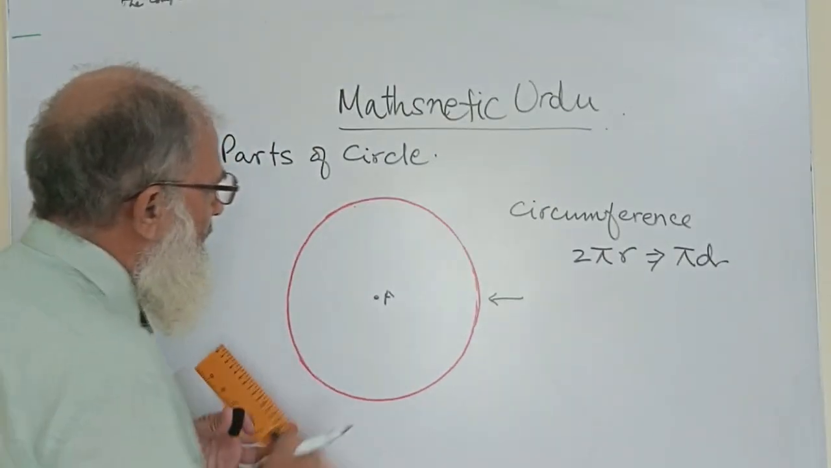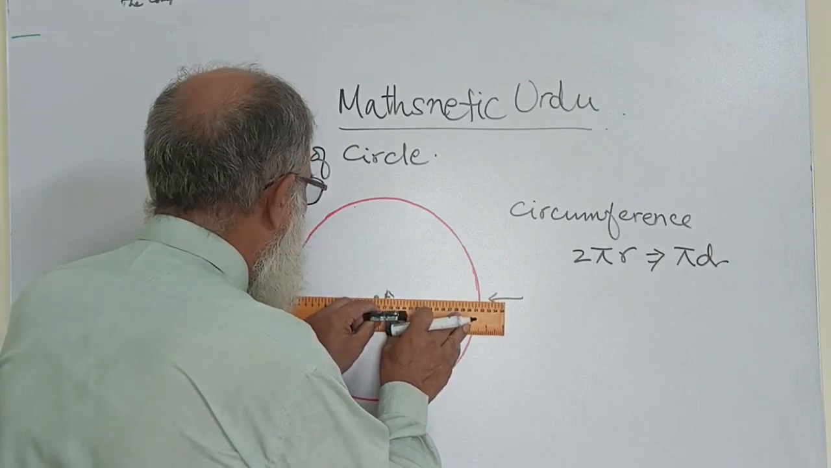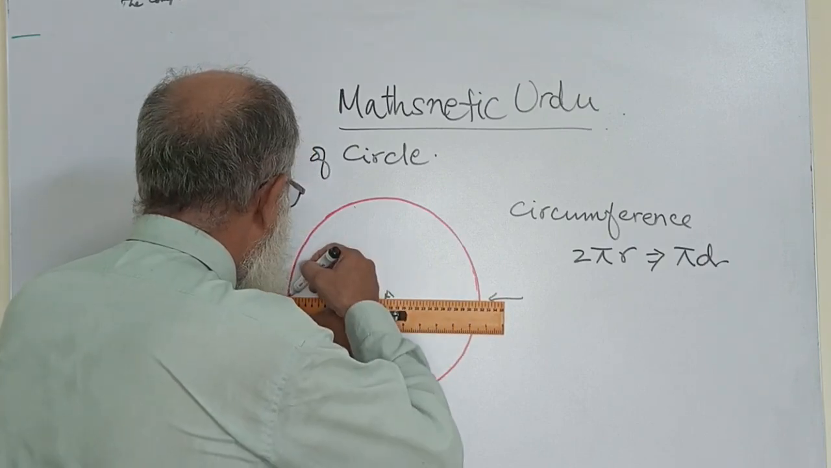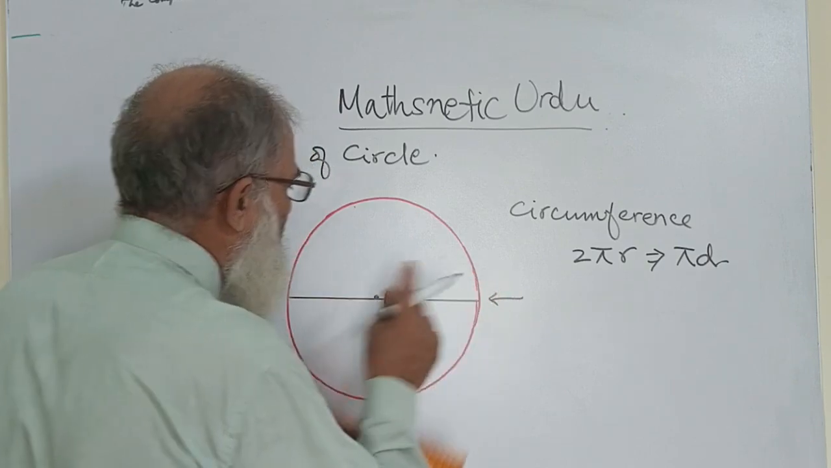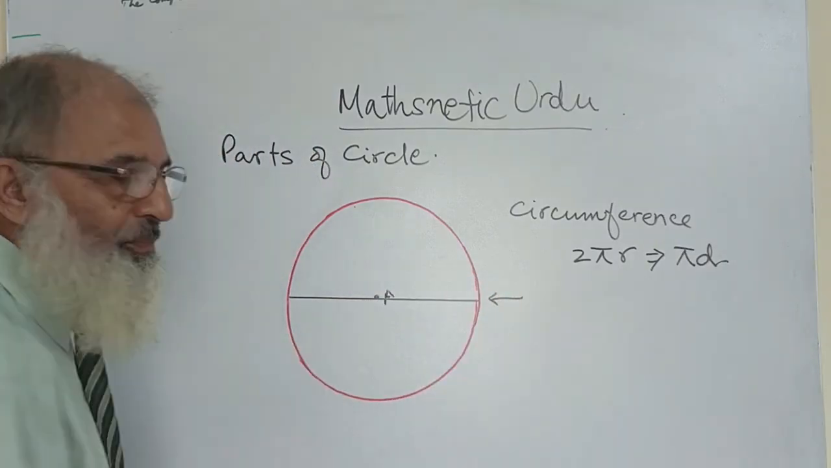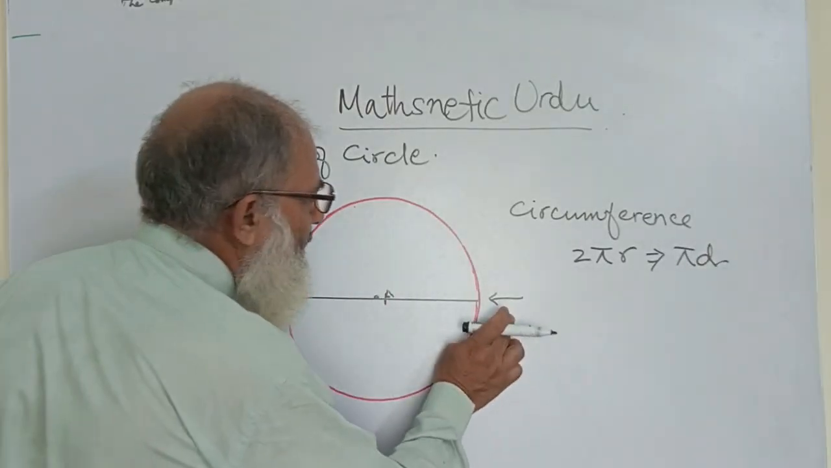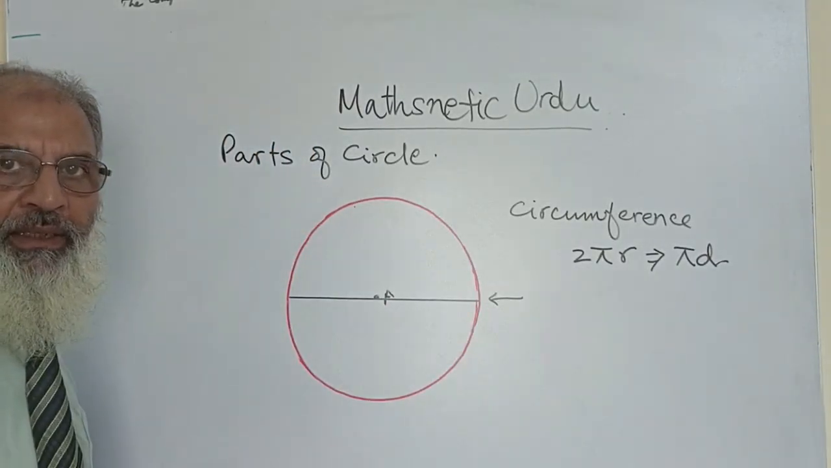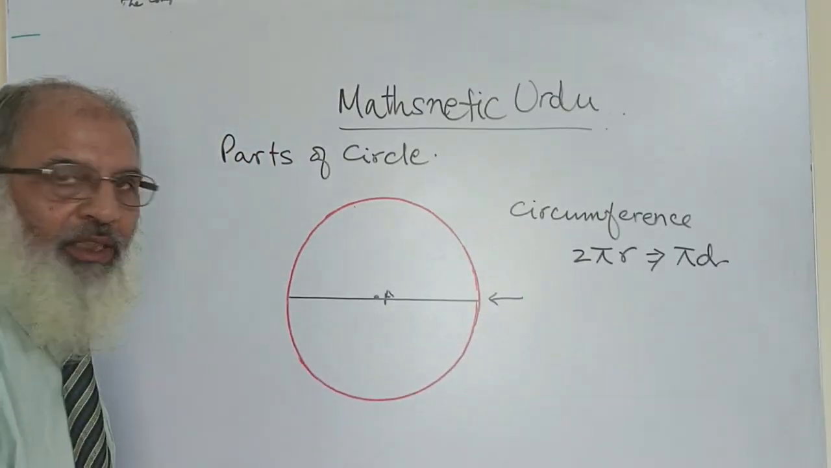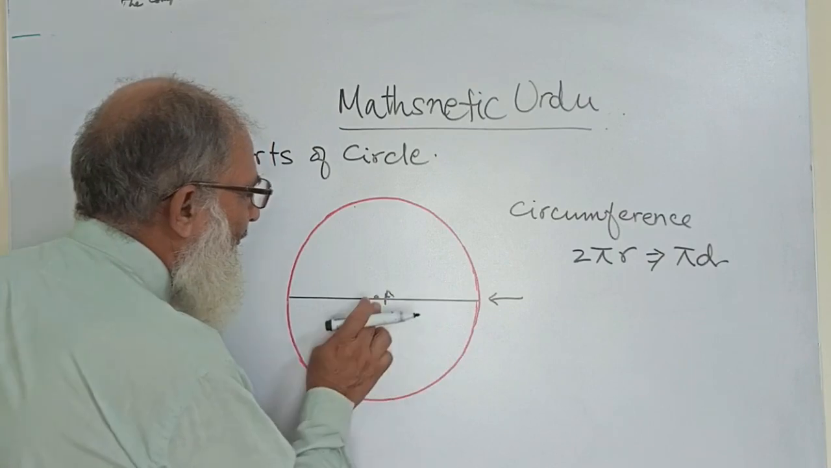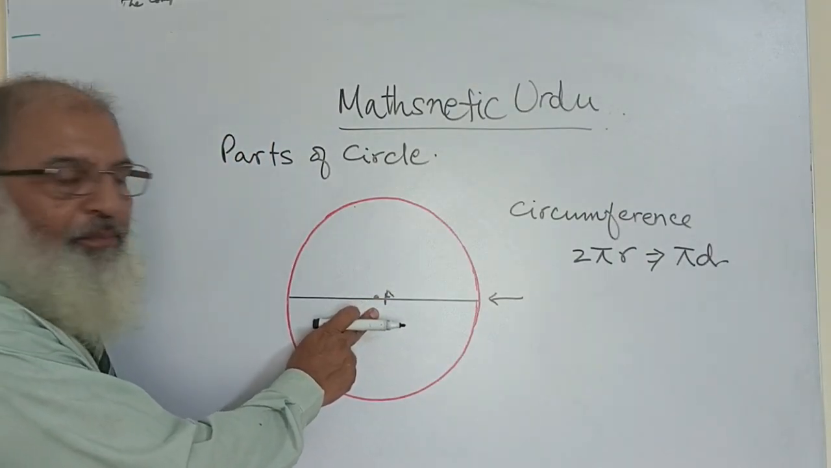Now, there is one very important thing. In the circle, if I draw this line which is going through this point P, a line which is touching the two ends of the circumference. Now this line is touching the two ends of the circumference and is also passing through the center P.